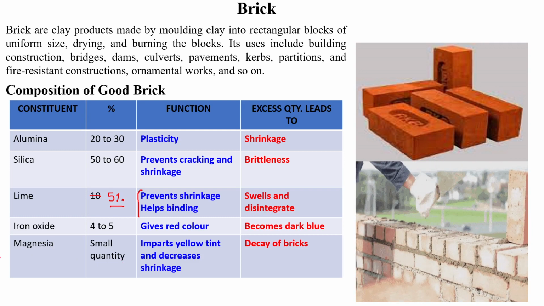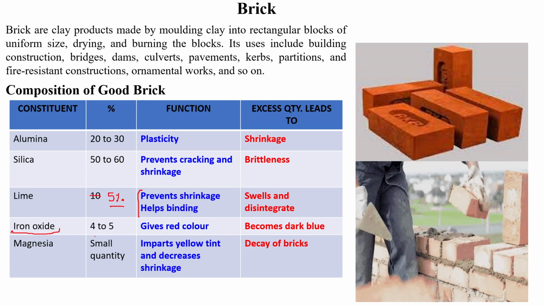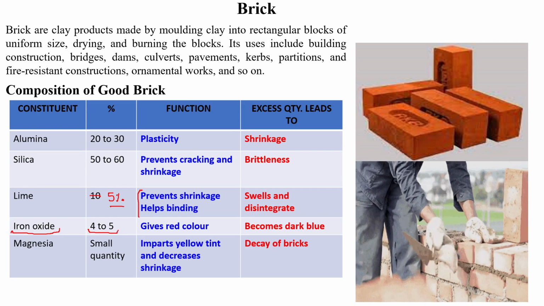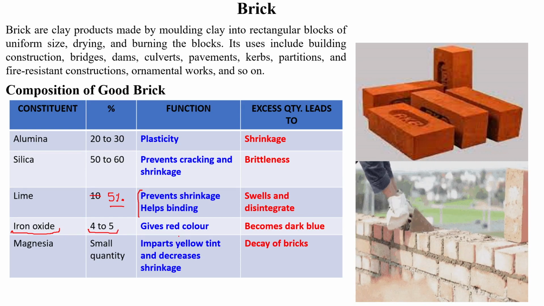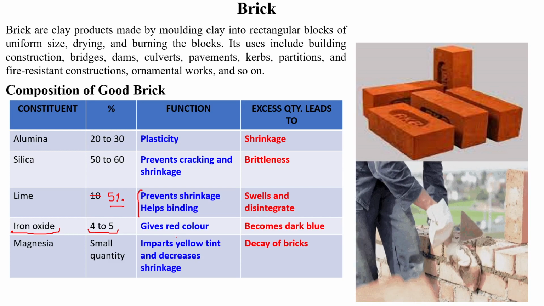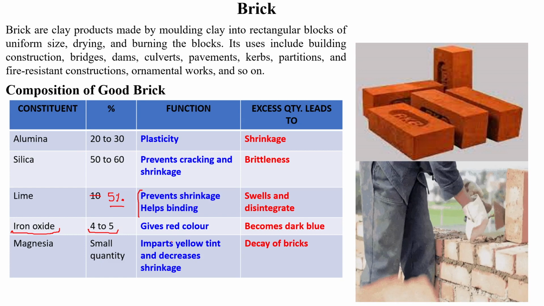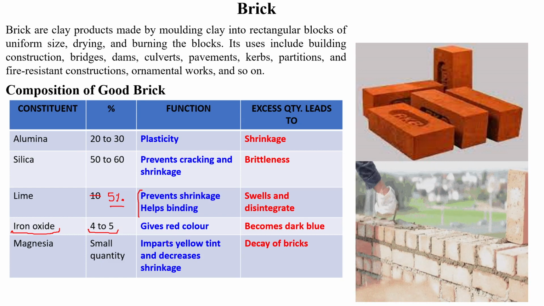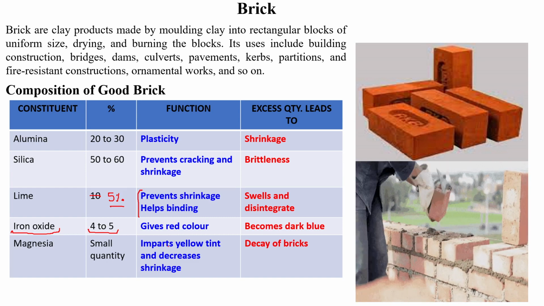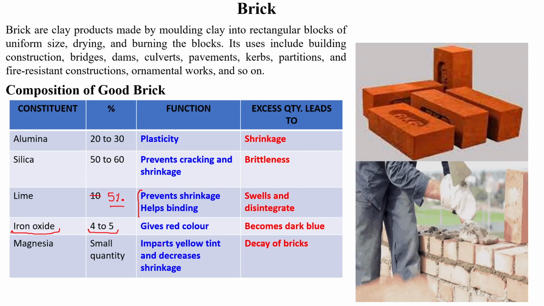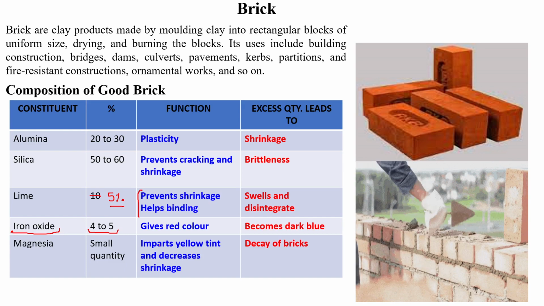Next thing is iron oxide. It should be present in brick earth from 4 to 5%. It gives the red color to the brick. If the quantity of iron oxide is less than this, then the color of the brick might be yellowish.